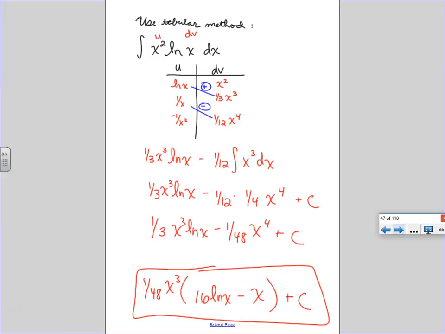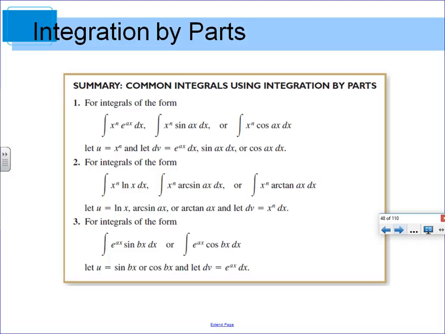But over on this one, some people do it. I don't personally like it, but I just wanted to let you see you could use tabular for any set or any application of integration by parts. I just don't like it. You're right. Like you said, it's cool. I think it's better. It's clearer anyway.